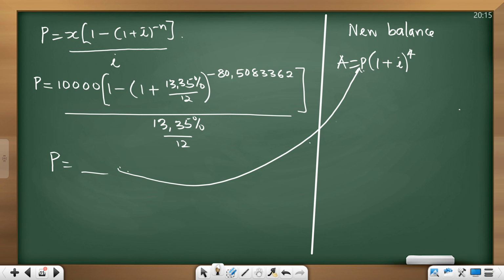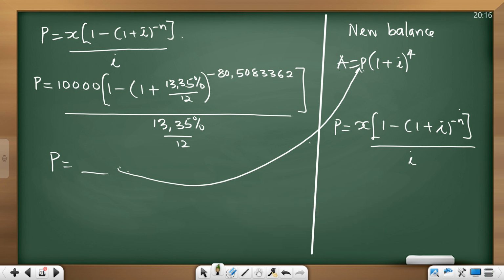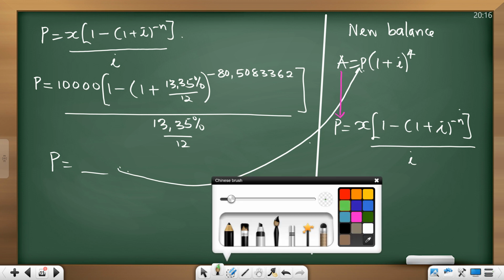Now, whatever we get there, we come back to P formula, right? What are we looking for again? We're looking for X. So, X into bracket, 1 minus 1 plus I to the power of negative N over what? I. Whatever, okay, I hope you follow what I'm doing here. Whatever we get now comes here. Does that make sense? Because that is the new amount that we need to clear.